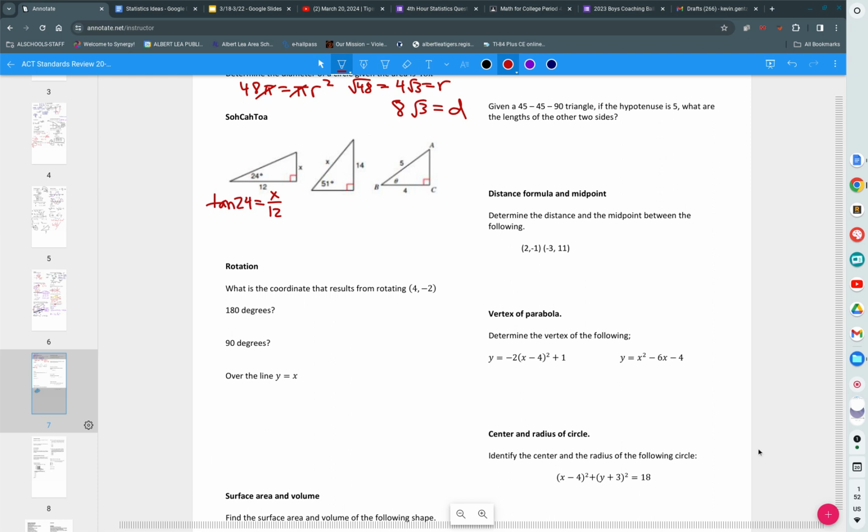Cosine. No. Is it sine or cosine? Which one is it? It's sine. You have opposite over hypotenuse. Sine of 51 is 14 over x. Again, cross multiply and solve.